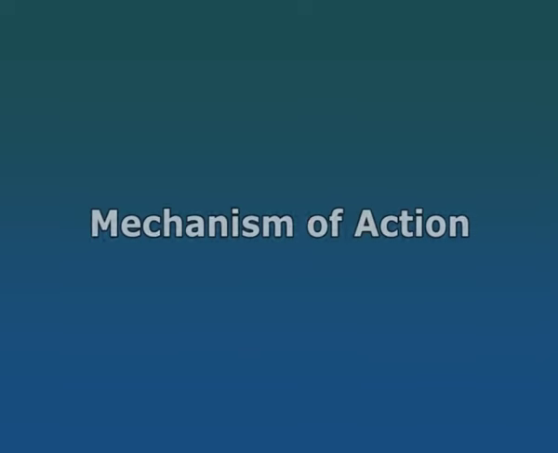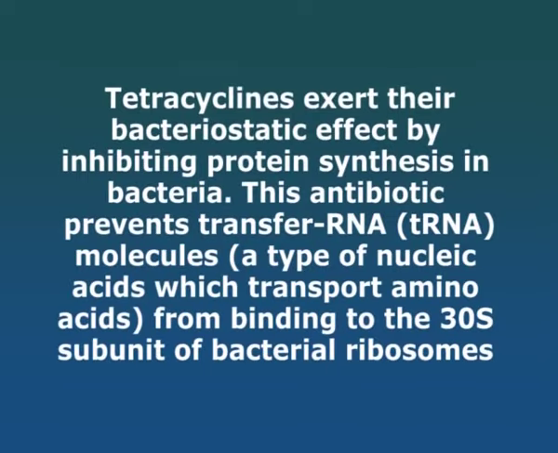Mechanism of action. Tetracyclines exert their bacteriostatic effect by inhibiting protein synthesis in bacteria. This antibiotic prevents transfer RNA molecules, a type of nucleic acid which transports amino acids, from binding to the 30S subunit of bacterial ribosomes.